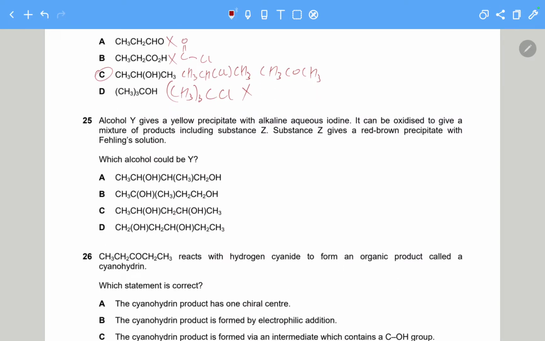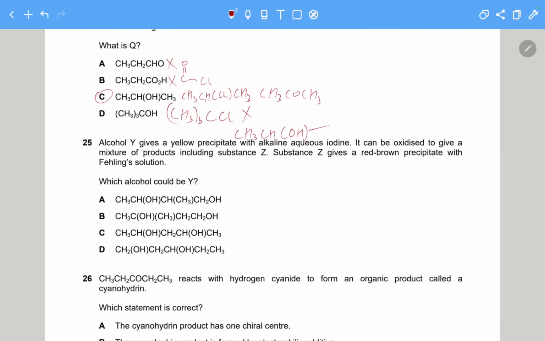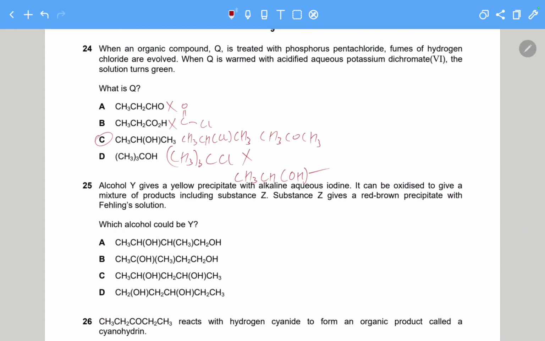Question 25. Alcohol Y gives a yellow precipitate with alkaline aqueous iodine. Let's stop here. We know that only alcohols with the CH3CHOH group will react with alkaline aqueous iodine to give a yellow precipitate. So we have already narrowed it down to this. We don't know what the question is actually asking, but it's good to point out what we know from the given information. It can be oxidized to give a mixture of products including substance Z. Substance Z gives a red-brown precipitate with Fehling's solution, which means substance Z is an aldehyde. So this alcohol can be oxidized to give an aldehyde, and it also reacts with alkaline aqueous iodine. So let's see which one it can be.